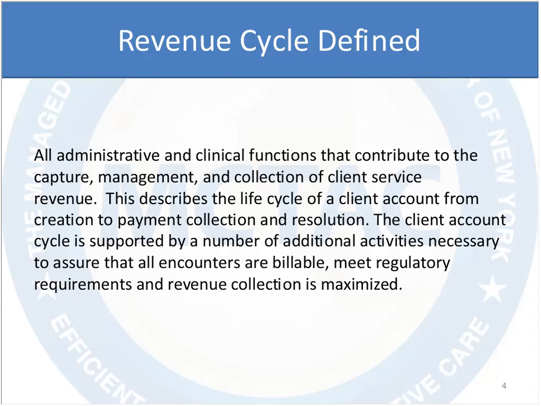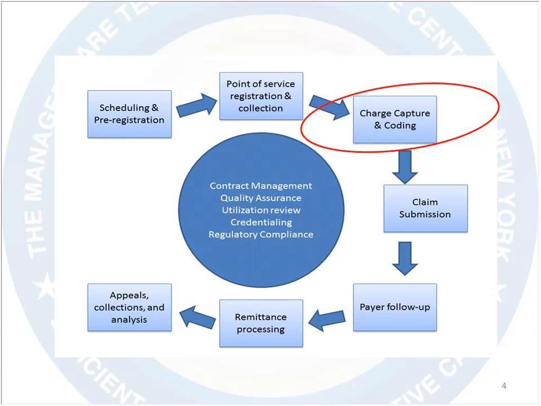Again, we're looking at a cycle with a number of different components to it. You'll see the middle circle has those support activities that are really critical parts of this cycle: contract management, quality assurance, utilization review, credentialing, and regulatory compliance. Last week we talked about scheduling and pre-registration and point of service registration. Today we're going to talk about charge capture and coding.